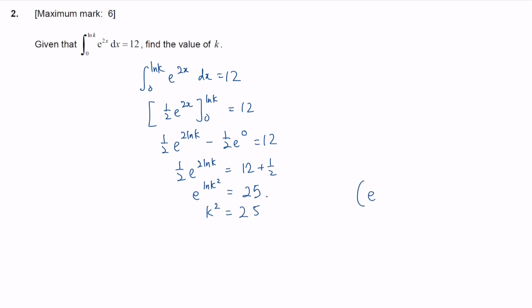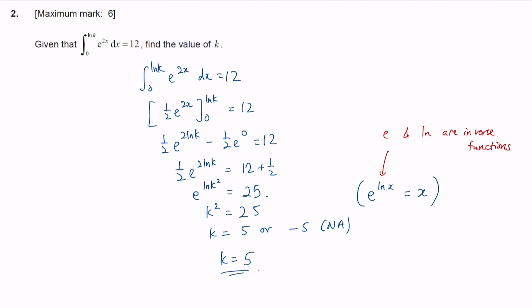Why is that so? Because e to the power of ln x is equal to x. Okay, this is the inverse function, because e and ln are actually inverse functions. This is one of the identities that you would have learned back in year 5. So k squared equals 25, so k equals 5 or minus 5. Okay, but we can't include minus 5, because that will render ln k undefined. So therefore k equals 5.